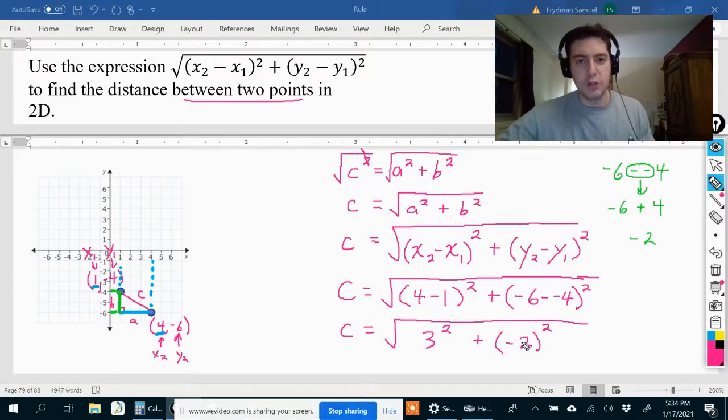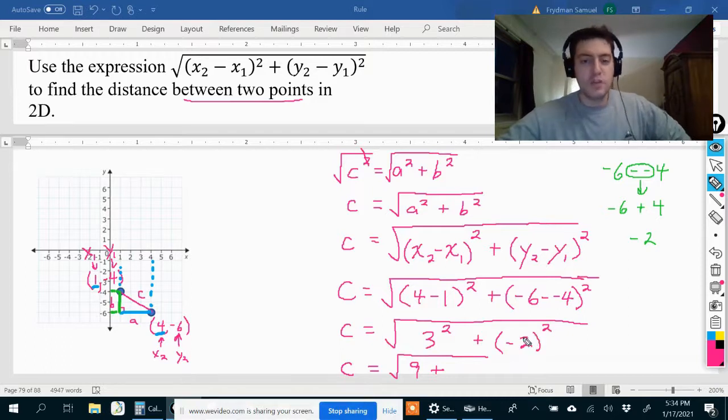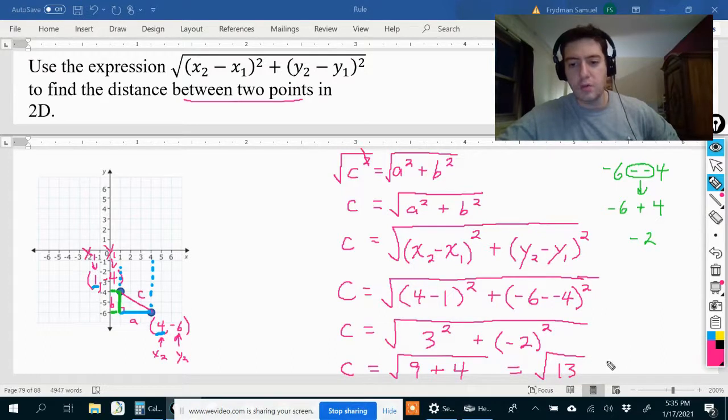So the absolute value of this number, 2, represents the vertical distance between these 2 points. And so we're almost done here. We're just going to evaluate this now. So c is equal to the square root of 3 to the second power, means 3 times 3, which is 9, plus -2 to the second power means -2 times -2, which, as I promised, is a positive number. It's positive 4, right? A negative times a negative is positive. So c is equal to the square root of 9 plus 4. So 9 plus 4 is 13. So c is equal to the square root of 13.